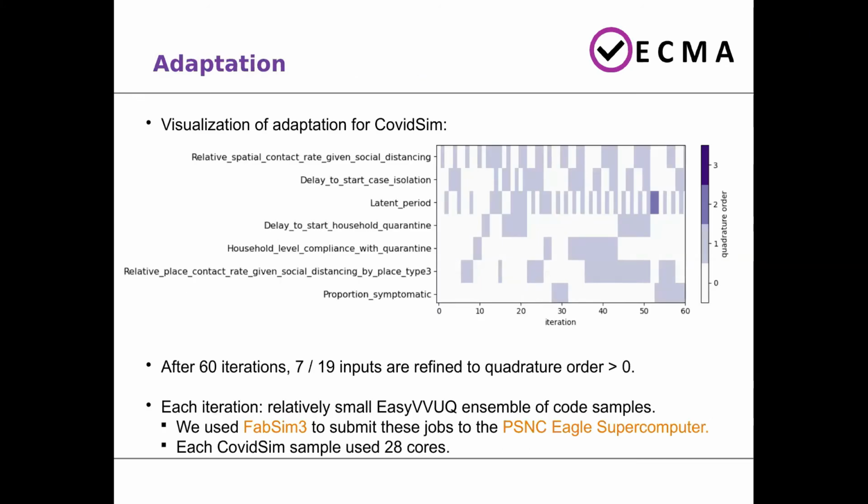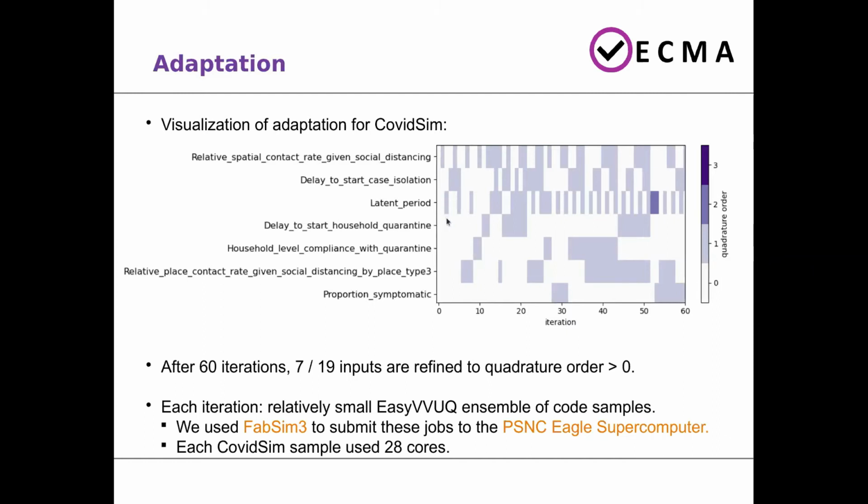Now, if you look at this in a visual way, for the case of CovidSim, you get something like this. The horizontal axis is just the iteration, so we have 60 iterations here. And these are a subset of parameters. These are actually the important parameters. And so you can see what's happening, right? So at iteration 0, everything is at order 0. The colors are, by the way, the order of the quadrature rule. And you can see that at the second iteration, this contact rate parameter gets refined to first order. So you refine that direction alone.